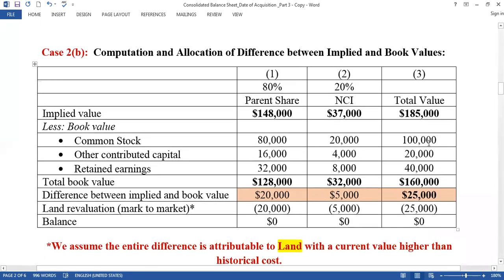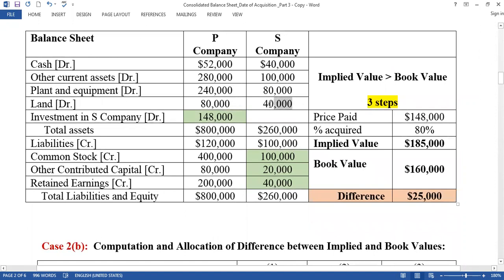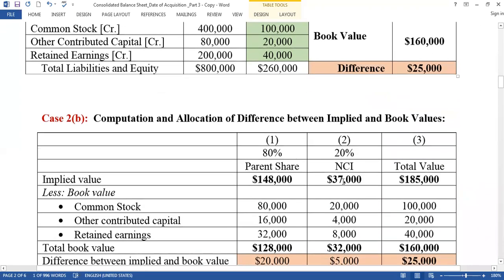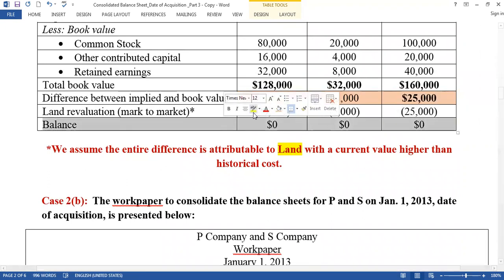So why is market value higher? Try to understand. According to this question, market value is higher, but the book value is lower. The question said that it is because the historical cost of the subsidiary's land is $40,000. So land value increased, so market price increased. So this $25,000 is going to increase the land account. We have to make the difference zero. The difference is positive. Now if we record minus $25,000, it becomes zero. So the difference should be zero now.